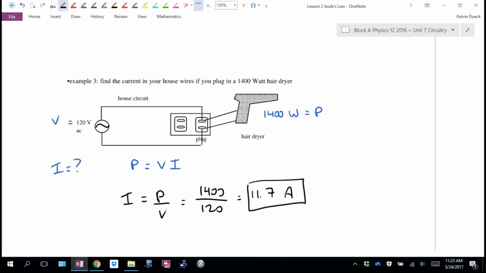So here's my first question. Could you run 2 hair dryers from that plug? No. It would require 23.4 amps. You may have found that.